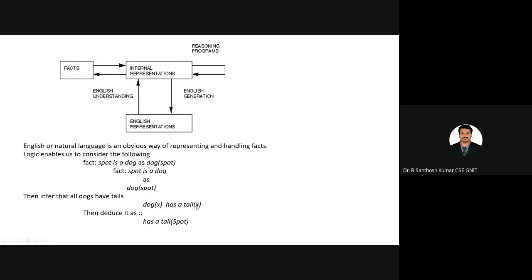So the tail means that all the dogs have tails. So we cannot tell that it is only one tail; there may be many tails. Then these words are deduced as a tail of Spot. Already they mentioned that Spot is a dog, and the second statement is all dogs have tails, which means that Spot also has a tail. That type of knowledge representation is what we are considering.